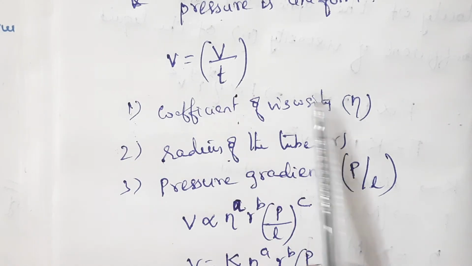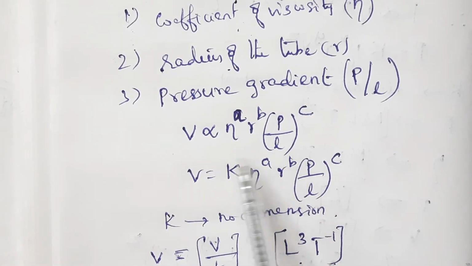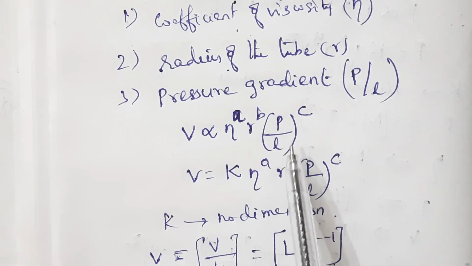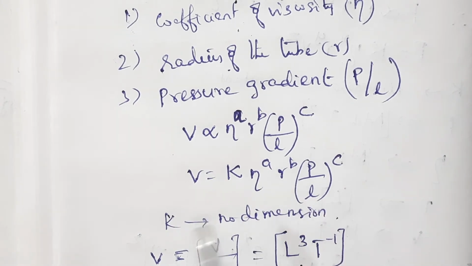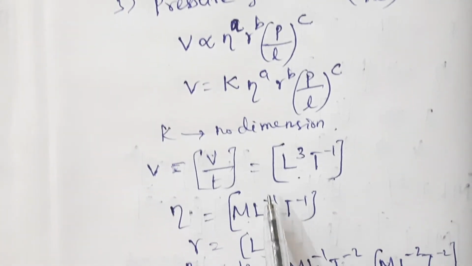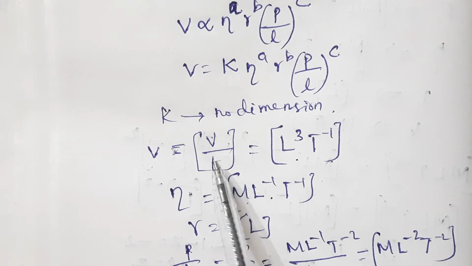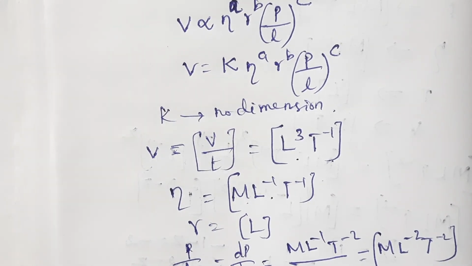This V by T depends upon coefficient of viscosity, radius, pressure gradient, and note down the equation: V proportional to eta power A, r power B, P by L the whole power C, and proportionality constant K eta power A r power B, P by L the whole power C. Just write down the dimensional formula for all. V, keep it in mind, volume divided by time. Okay, so L cube raised to minus 1 and eta, r, then P by L.